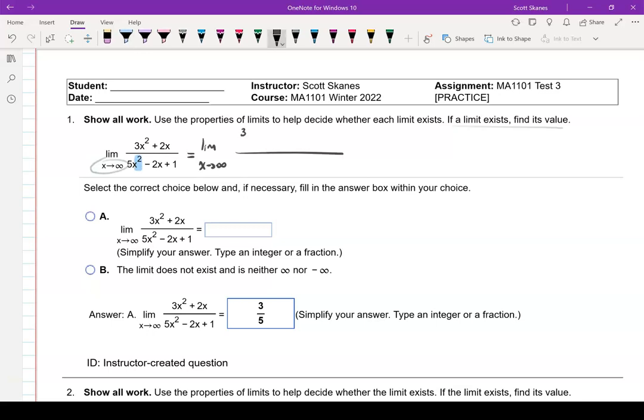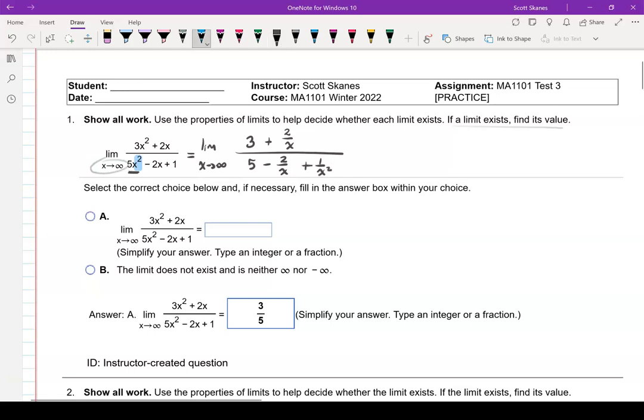So the top, if I divide every term in this by x squared, that'll be a 3. The next one, if I divide this by x squared, will leave 2 over x. Divide this term by x squared, you get a 5, and then you get a 2 over x, and then you get a 1 plus x squared.